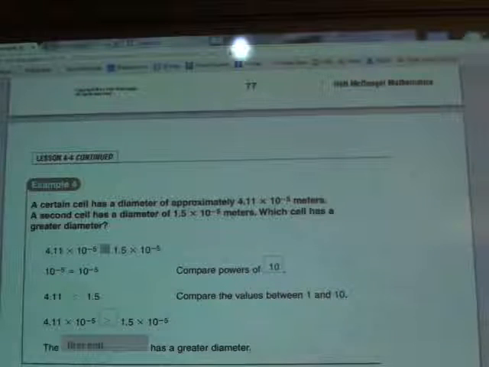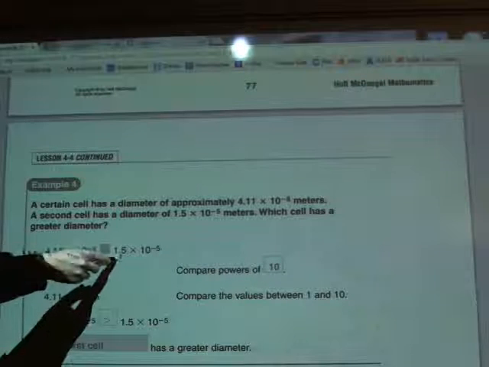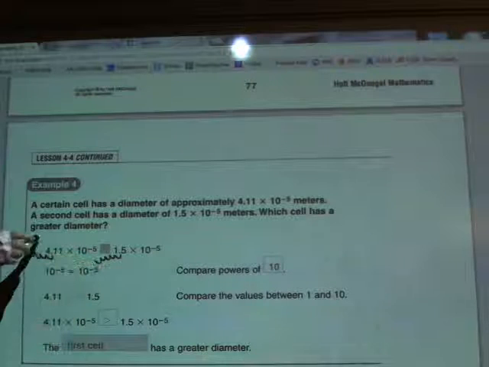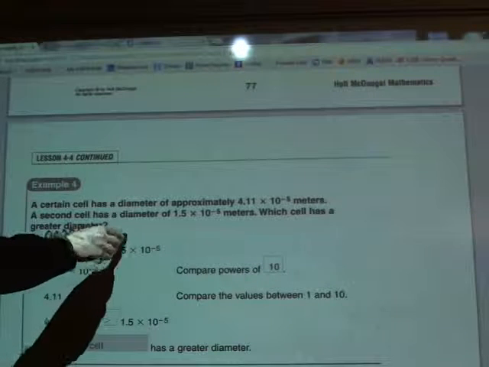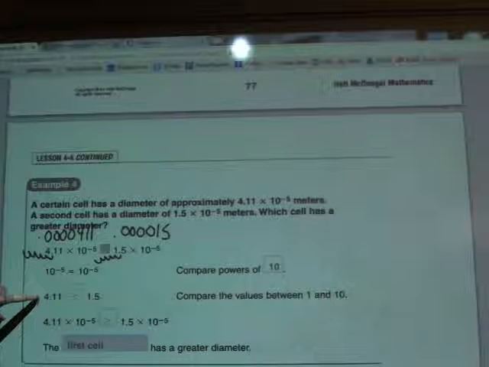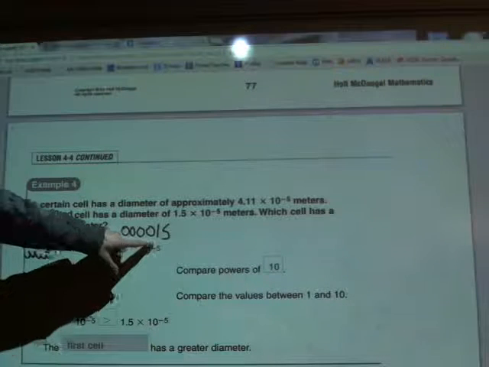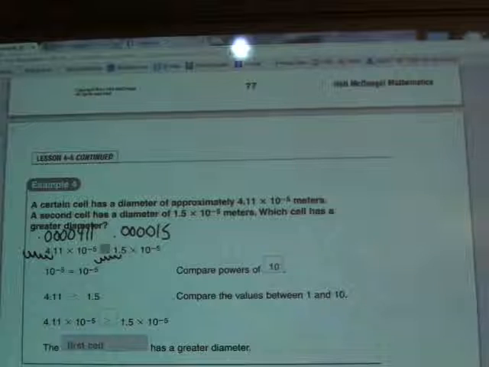Well, let's go ahead and turn those so we can see what those are going to look like, but you'll see that those rules still apply here. I'm going to kick this 5 times to the left, and I'm going to kick this one also 5 times to the left. So that's 0.0000411 versus 0.000015. Well, as you can see, even though it's a decimal, the 411 as it's written, in comparison, still works out to be bigger than the 15. So since the 4.11 part is larger, that means the first cell has a greater diameter. So again, we compare the exponents. If the exponents aren't a dead giveaway, then we go to the numerical part in front, and that's how we do our comparison.